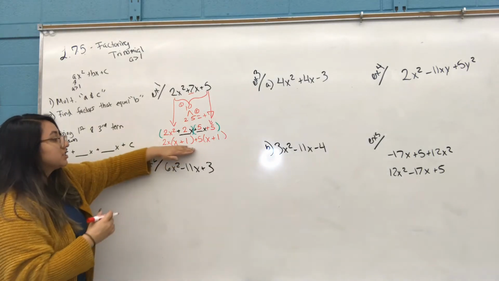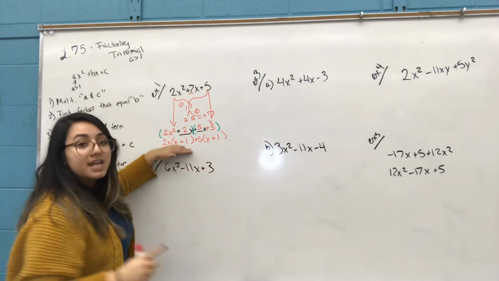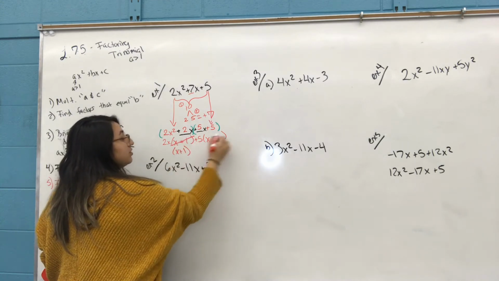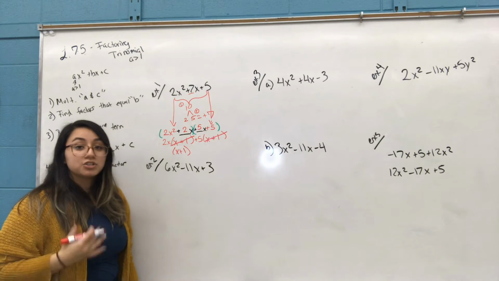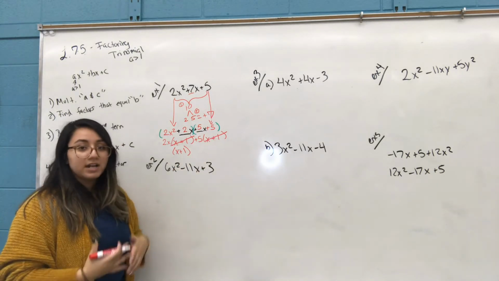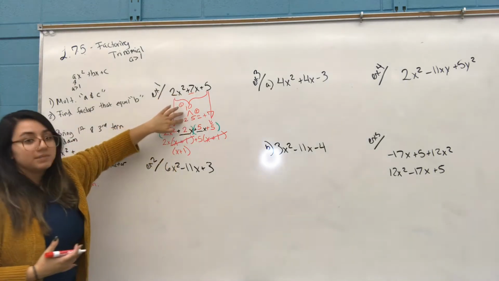If you look here, this is the first term, this is the second term. They will have a binomial in common. That binomial is x plus 1. There should always be a binomial that they both have in common. If they don't, you did something wrong, and you go back and see what you messed up from your factoring.